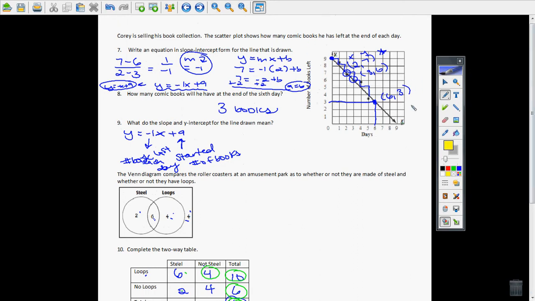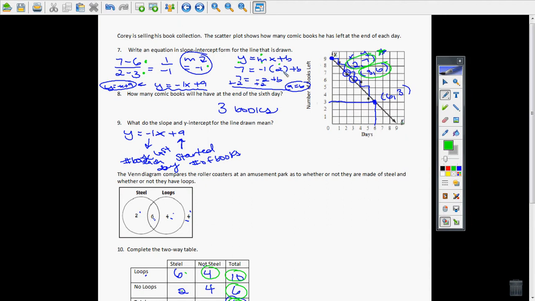Number seven, Cory is selling his book collection. The scatter plot shows how many comic books he has left at the end of the day. It says write an equation in slope-intercept form for the line that is drawn. What I did is I picked 2 points, the point 3, 6, and then 2, 7, because I felt like they were the closest to the line. So you find the difference of your y's over the difference of your x's, which gives a slope of -1. Then I take that -1 and plug it in for my slope. Then I pick one of the points, the first point, 2, 7. So 2 is my x and 7 is my y, along with that -1 slope.